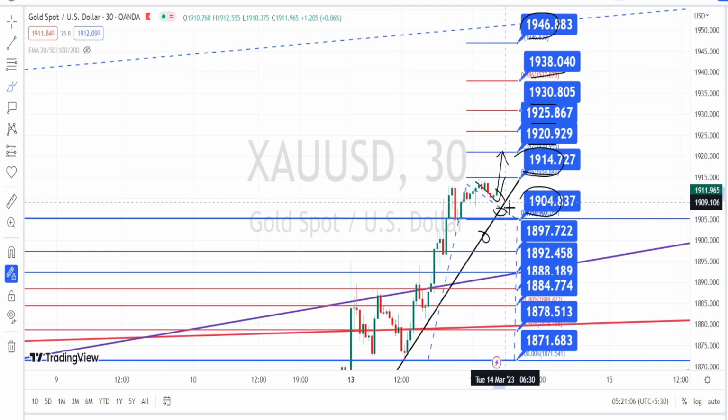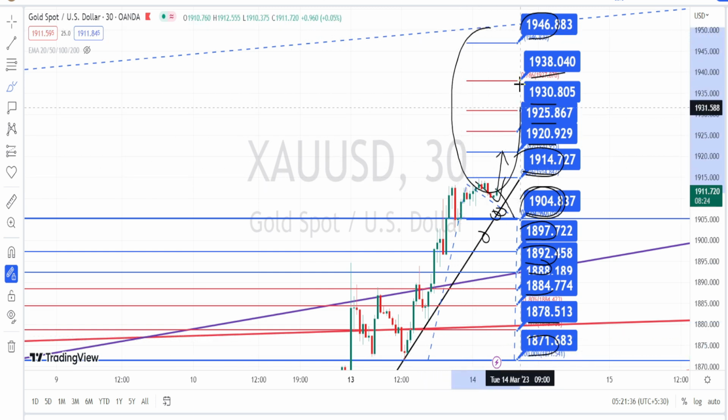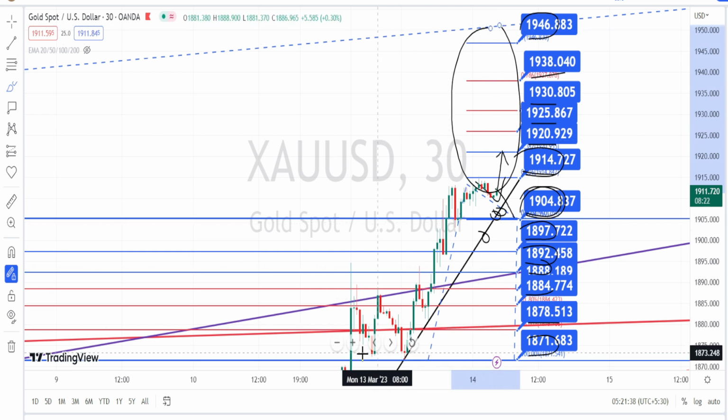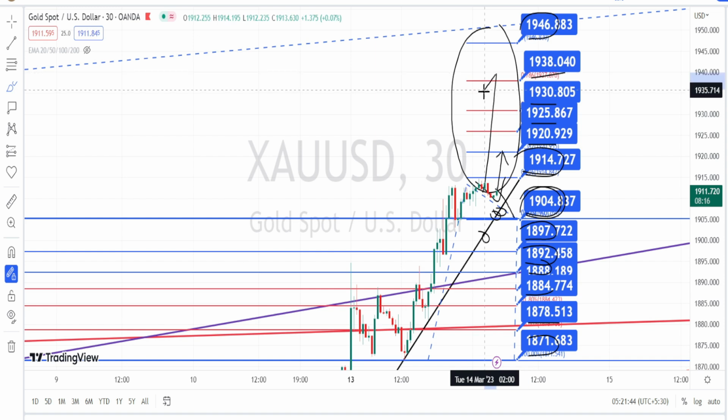And if the price action breaks this trend line or support line and reaches this support level of 1904, the next levels of support are going to be around 1897, 1892, 1888, 1884, 1878 and 1871. Please remember, this whole zone is a very strong resistance zone from the past price action. It needs very strong bullish news to break this resistance zone.